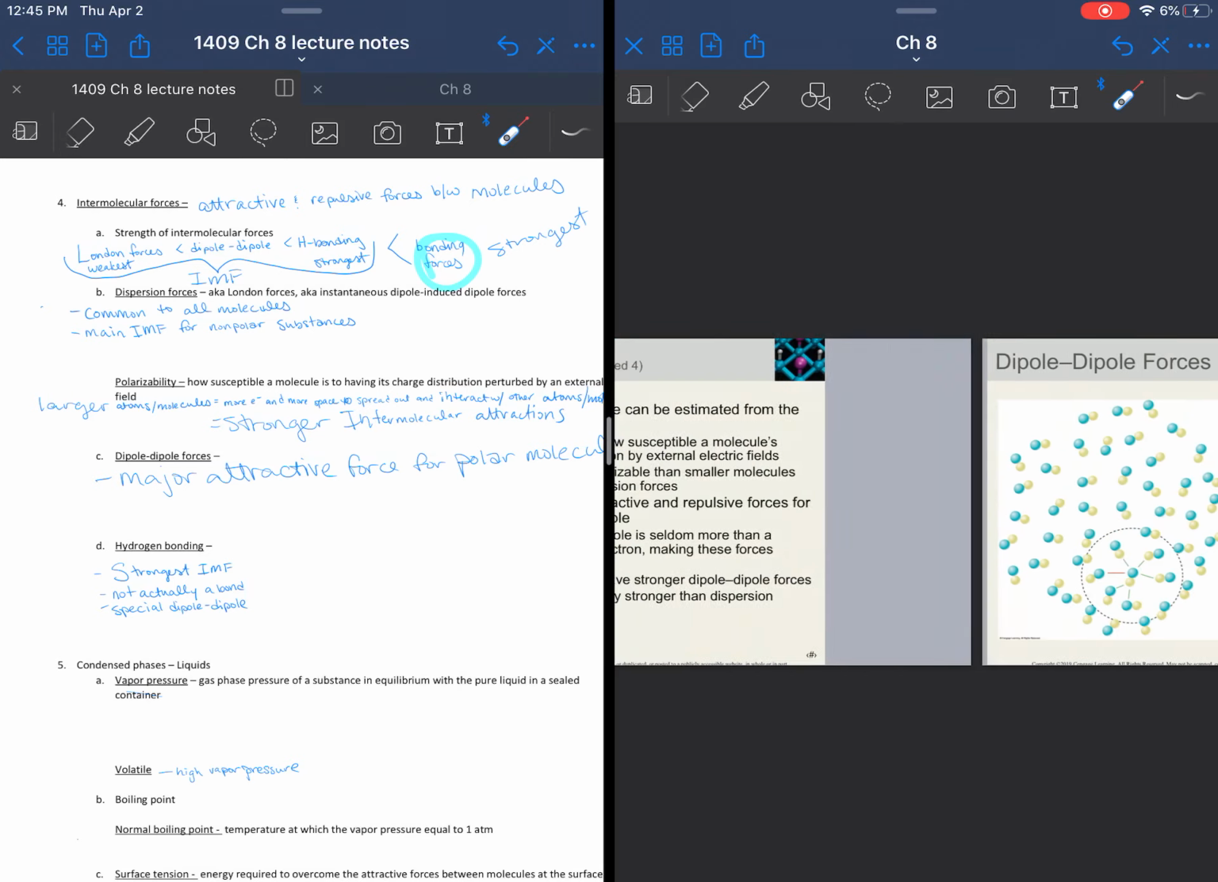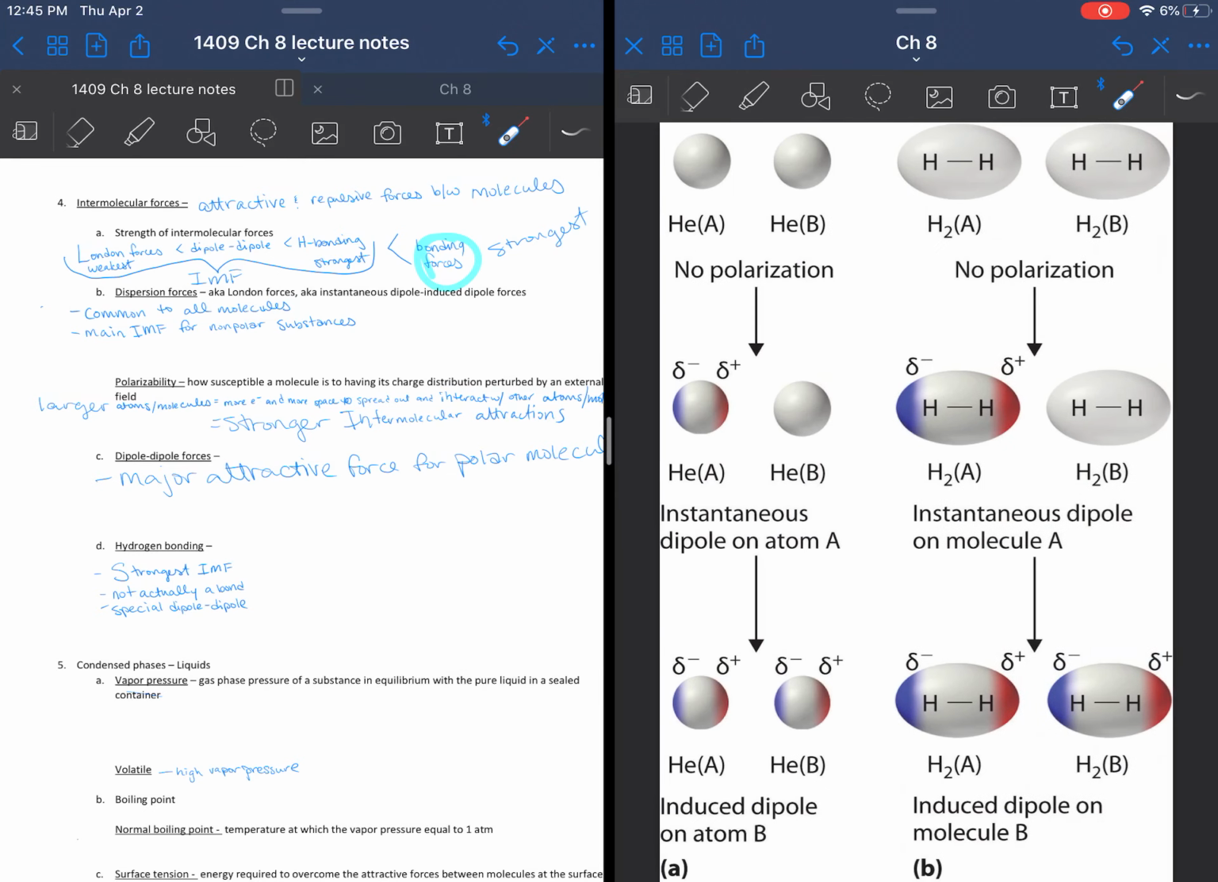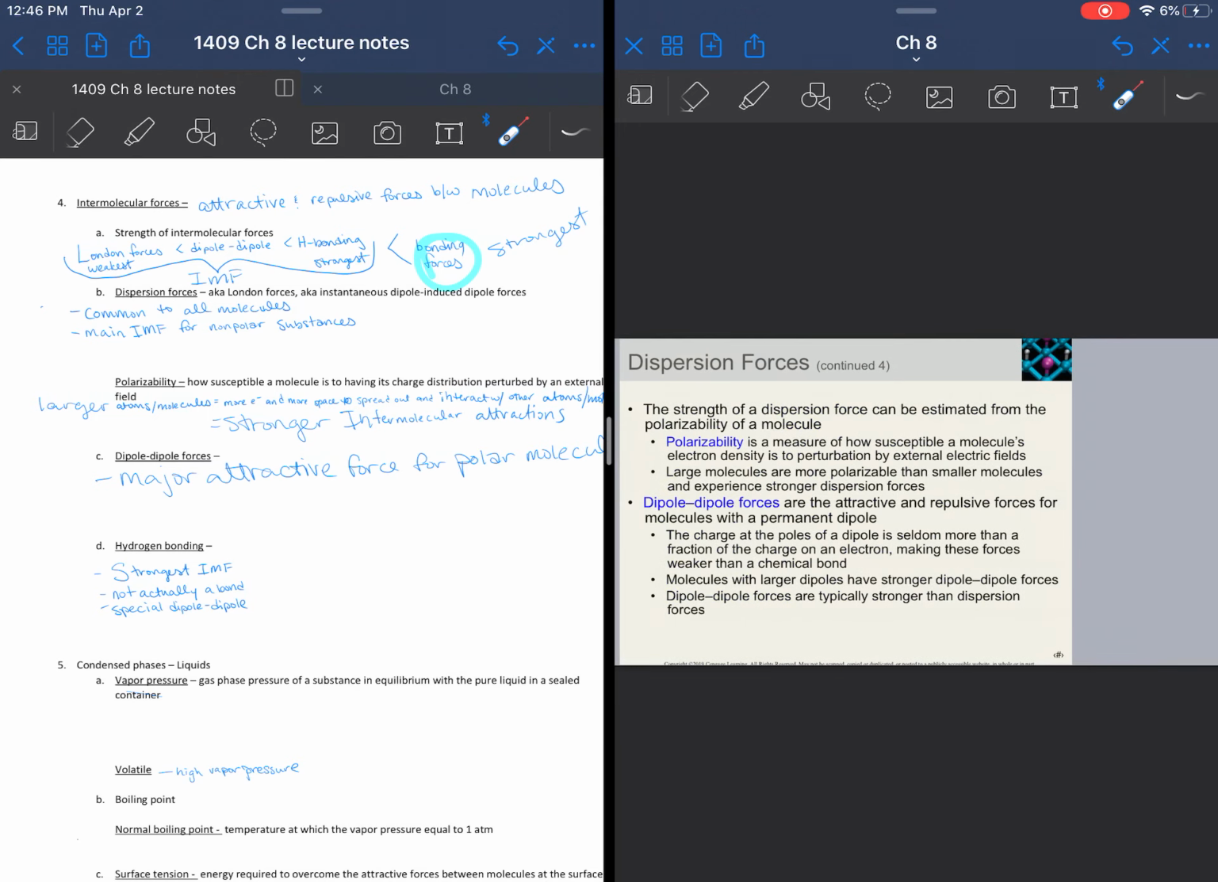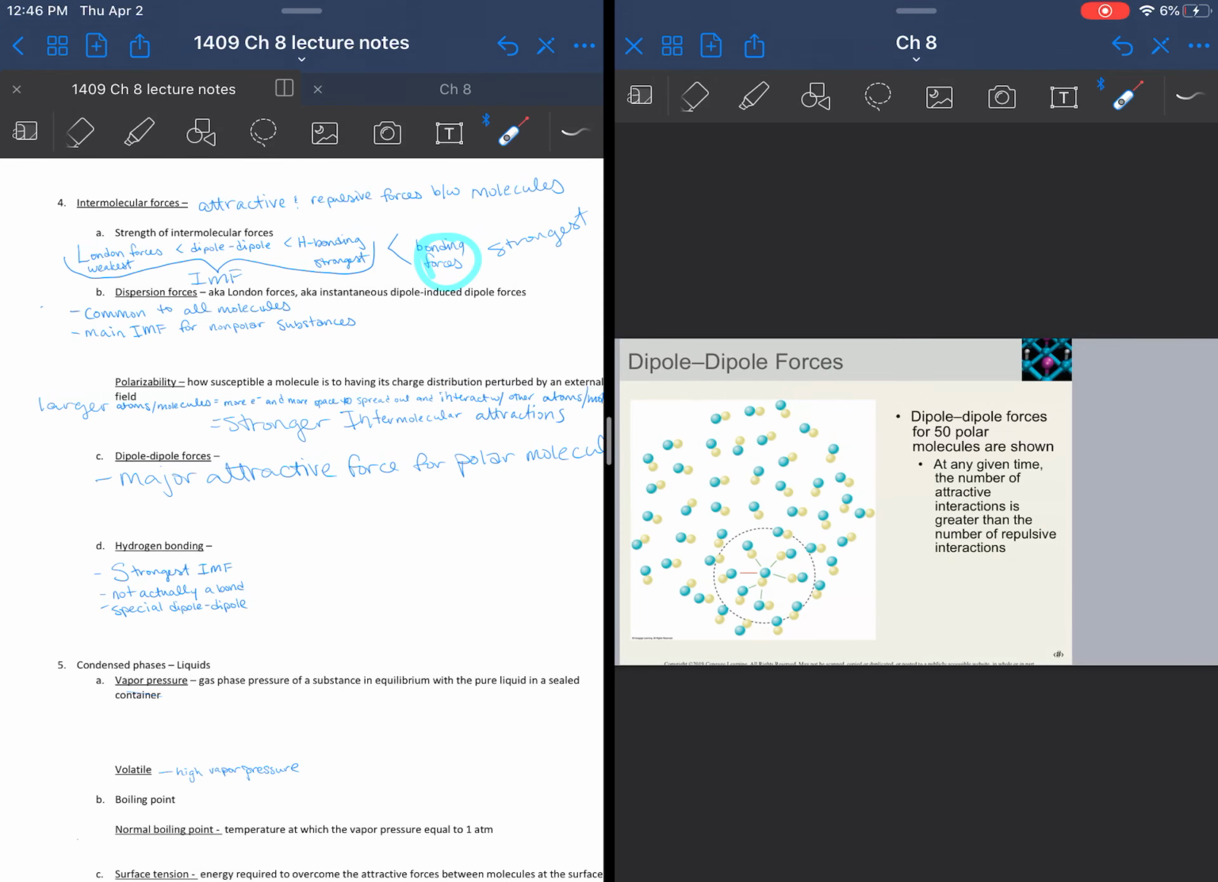Right, it's a big difference, and it's all based on surface area, size, the ability to have these temporary and induced dipoles, right? There's more potential for interactions between the molecules, which means it's going to take more energy to pull them apart, and that's what happens when you go from liquid to gas. All right, so everything experiences dispersion, or London forces.